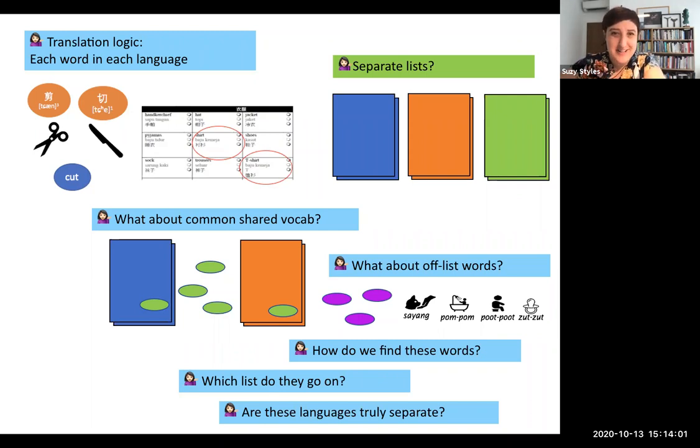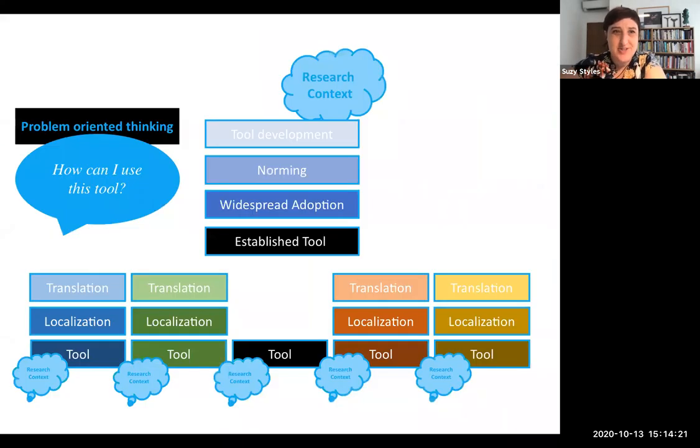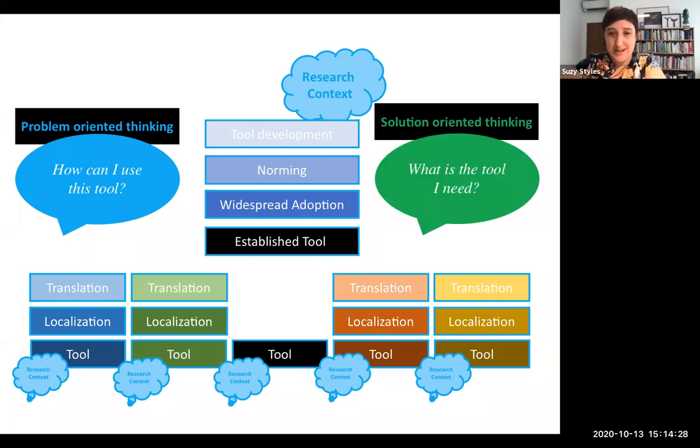And we have to kind of ask ourselves the question, are these languages actually in the minds of our speakers truly separate? Or does each language user float on a sea of words of many different colors from which they can sample freely at any time? So this brings us back to the question of problem-oriented thinking. How can I use this tool? How can I adapt the existing format? And maybe we need to be asking ourselves the solution-oriented question. What is the tool that I actually need?